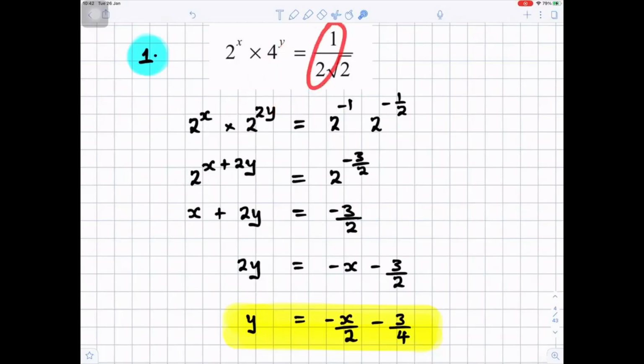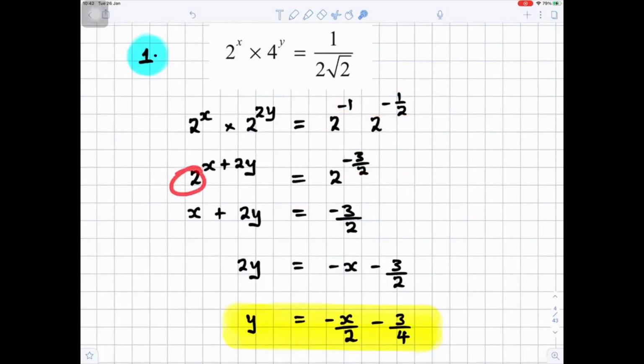1 over 2, a half, is the same as 2 to the minus 1. And 1 over square root of 2 is the same as 2 to the power minus a half, because square root of 2 is equal to 2 to the power half, and when you take it to the numerator, it becomes 2 to the minus a half. Now that the base is the same, 2, we can add their powers. So 2 to the x plus 2y, and minus 1 plus minus a half is minus 3 over 2.